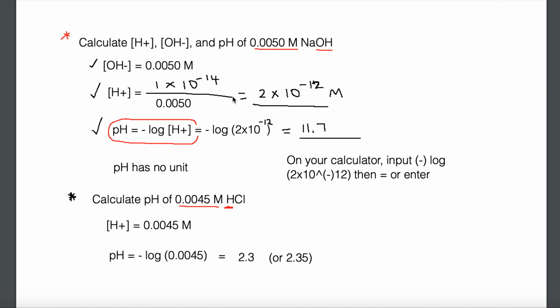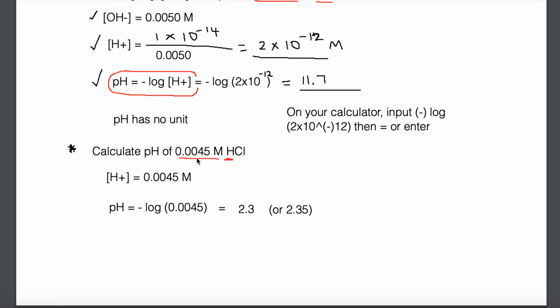After you get the H plus, you take minus log of that, which is minus log of 2 times 10 to the minus 12. If you do it correctly, it will come out 11.7. Some calculators you do have to put in parentheses. Here's the hint how to put it in the calculator. You should get 11.7. And don't worry about units for pH. It has no unit.